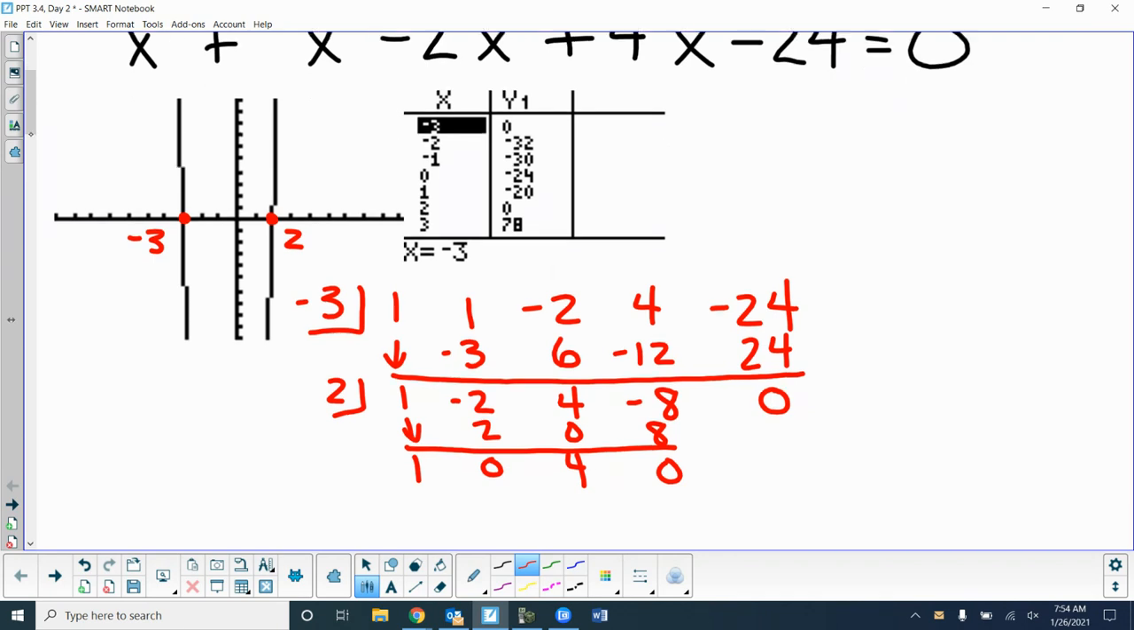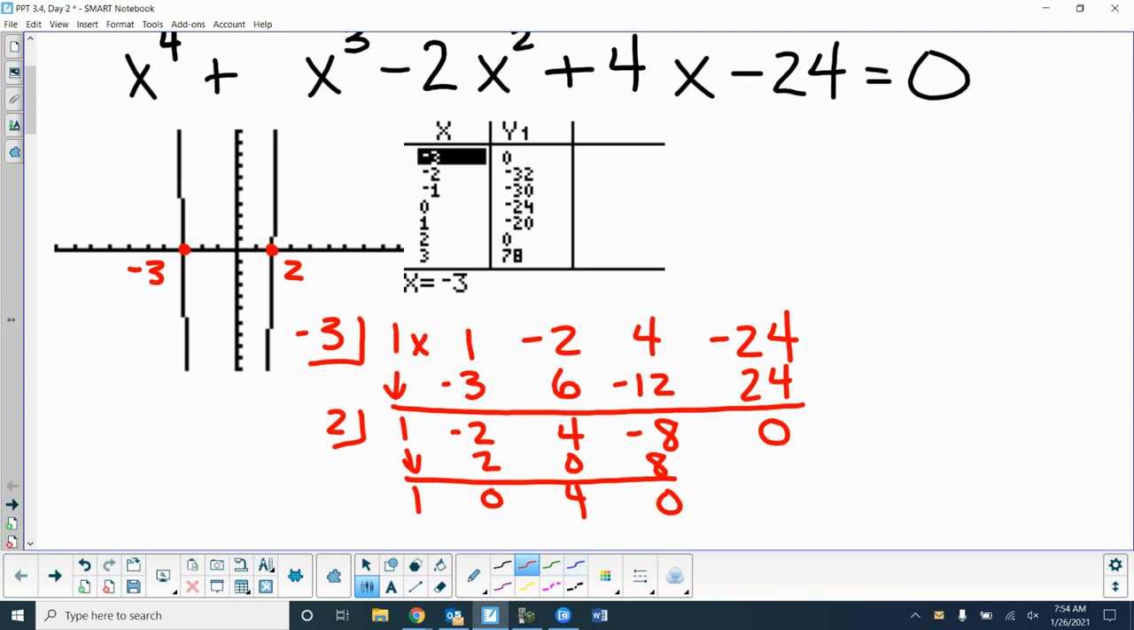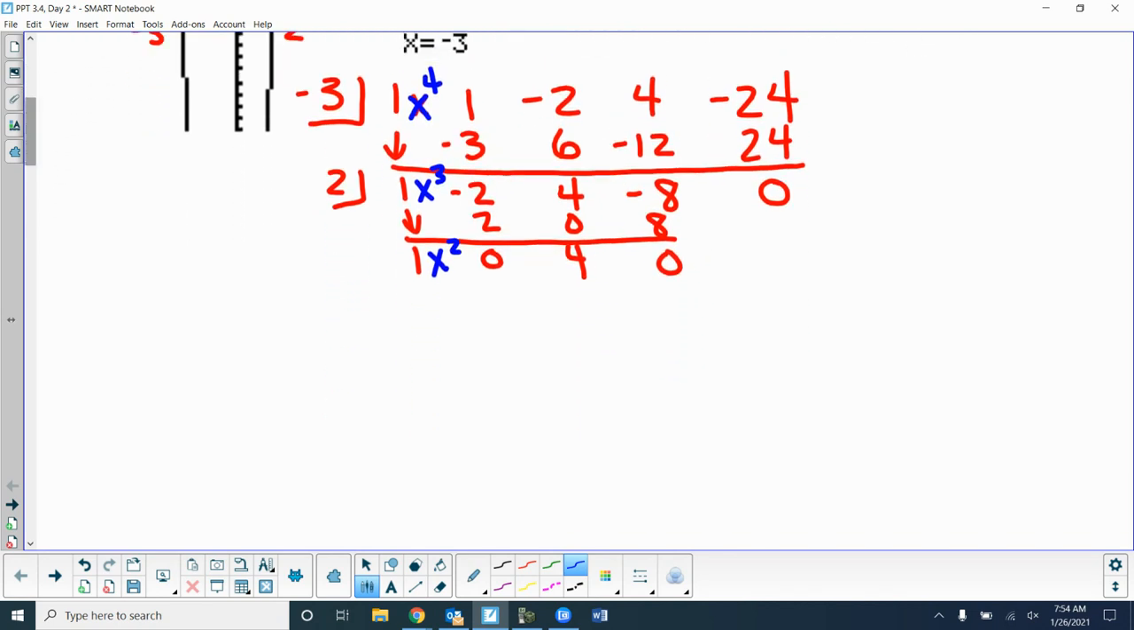So remember, when we started this was x to the 4th. After I do it once, it's x cubed. After I do it again, it's x squared. So that problem there is x squared plus 0x plus 4 equals 0. That's the one I have to solve. This is much easier for us because the b value is 0, so I don't even need that. I can write it as x squared plus 4.